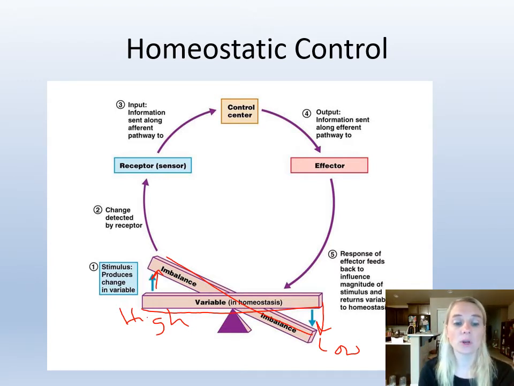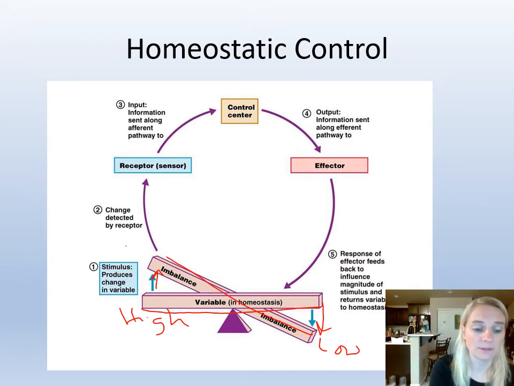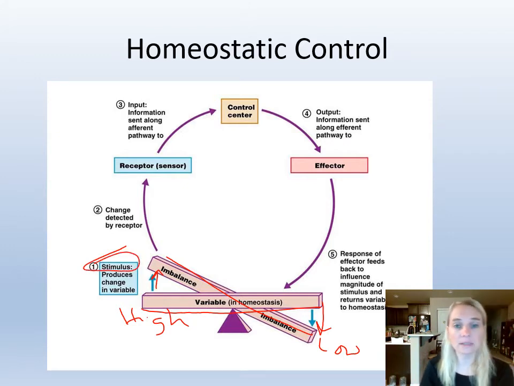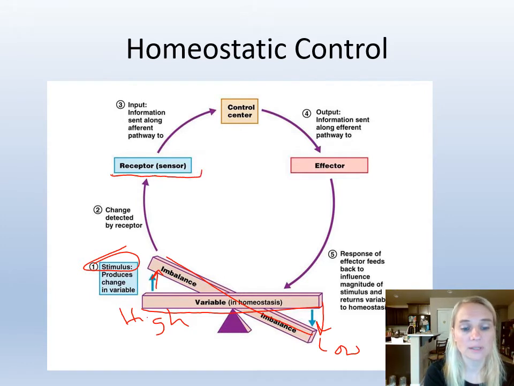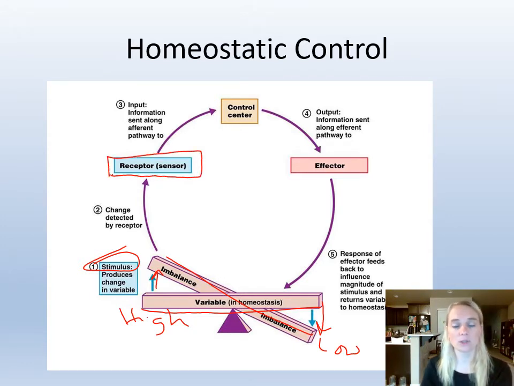So this is what we call our stimulus, right? That's very important. The stimulus is the thing that is being recognized as being out of balance. So we have to have mechanisms to recognize when things are in balance. That's homeostasis. And also we have to have things to recognize when things are out of balance. That's out of homeostasis. So this stimulus is recognized by what we call a receptor. Sometimes it's called a sensor, but I use the word receptor.